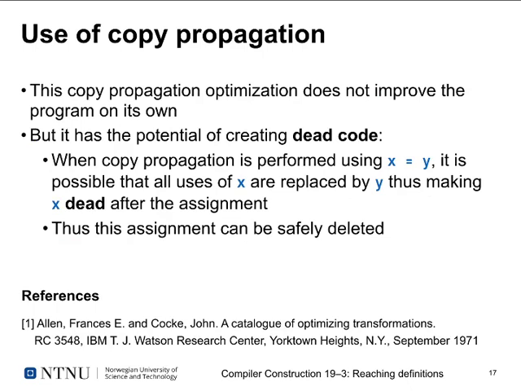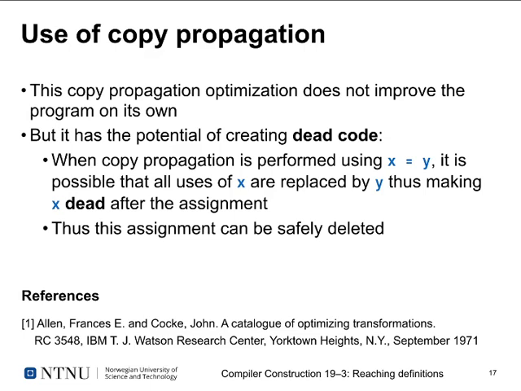This copy propagation itself doesn't actually improve the program performance, but it has the potential of creating dead code. When we use copy propagation using the knowledge that we have an assignment x equals y, it's possible that we can replace all uses of our variable x by y, which means everything that uses x would be dead after the assignment. And then the assignment can be safely deleted. So essentially, we're not saving lots of performance, we're saving a bit of code space. It's one small optimization, but an important one.